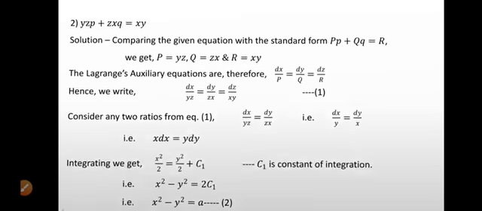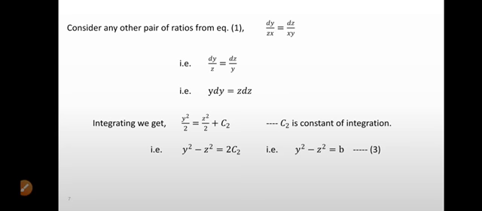Now consider another pair of ratios from equation 1. Second and third, here I have considered. Here again x is a common factor, get eliminated. So dy upon z equal to dz upon y is the simplified pair of ratios. Cross multiplication gives y dy equal to z dz. Variable separable form. Integrate both the sides. y square by 2 equal to z square by 2 plus c2. So from this we get second solution as y square minus z square equal to b.